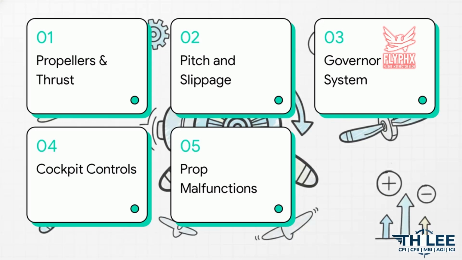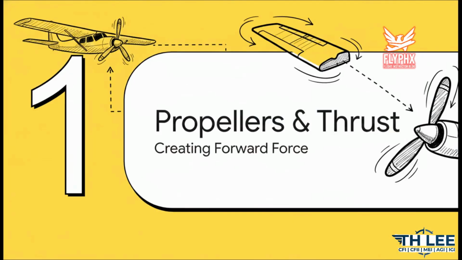Here is our flight plan for this explainer. 1. How propellers create thrust. 2. Propeller pitch and slippage. 3. Inside the governor system. 4. Cockpit controls engine stress. And 5. Handling propeller malfunctions. Let's dive right in. Section 1.